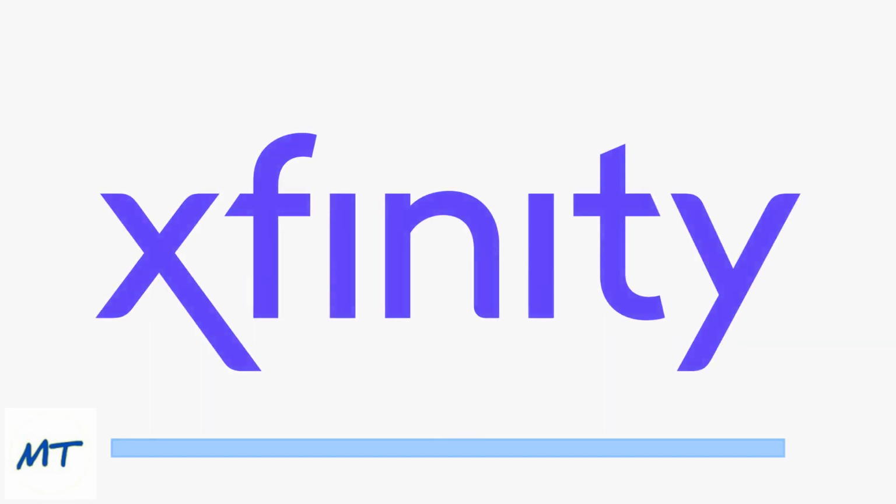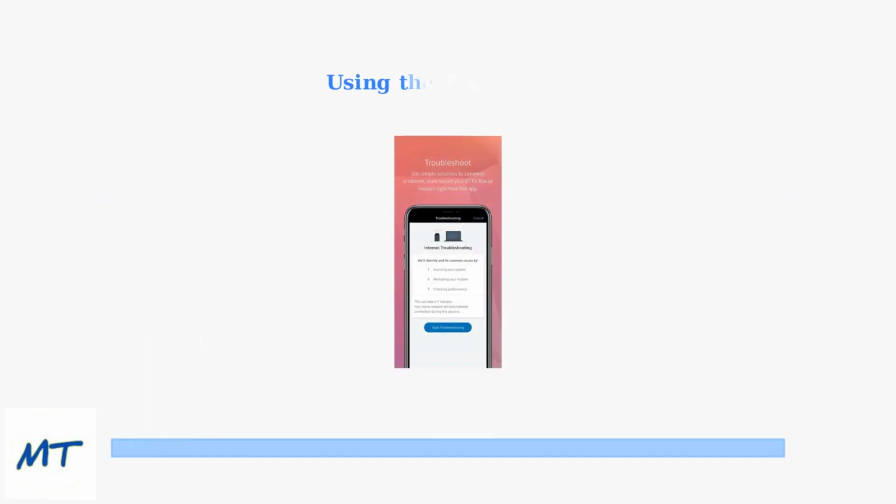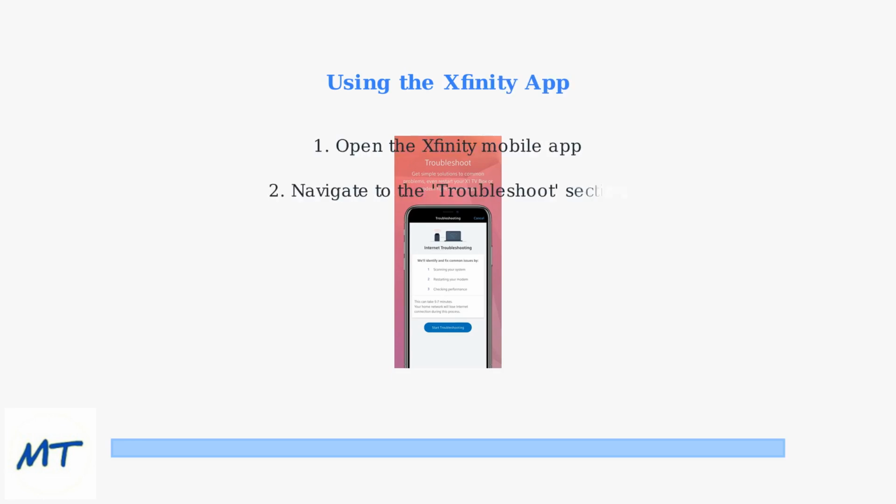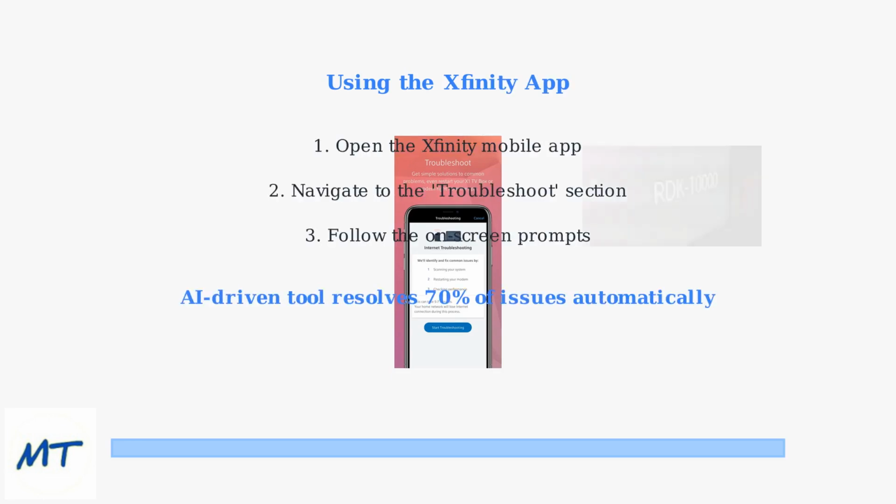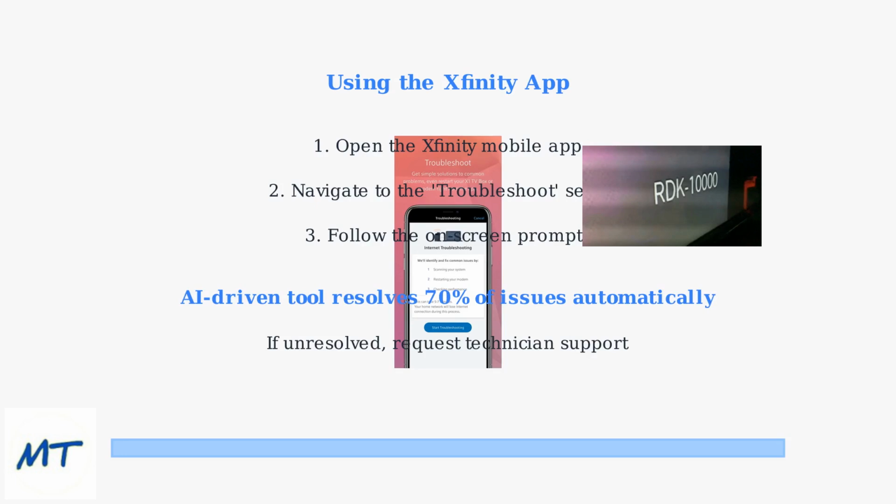Xfinity offers a helpful troubleshooting tool in their mobile app. Open the app, navigate to the troubleshoot section, and follow the prompts. The app can automatically diagnose and often fix common issues, including RDK-1000. Xfinity reports that their AI-driven tool resolves around 70% of cases without needing a technician, which saves time and effort. If the app can't solve your issue, consider requesting technician support.